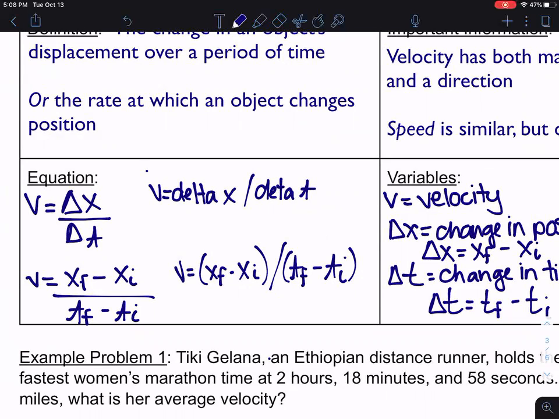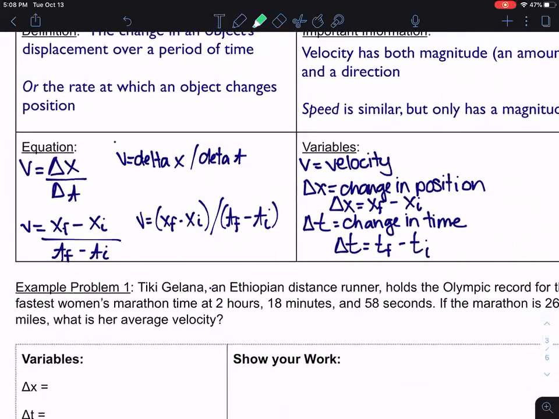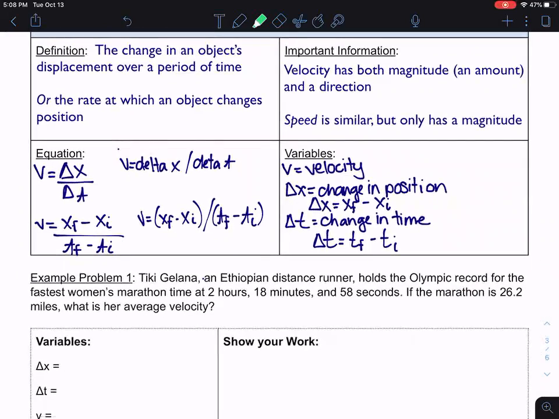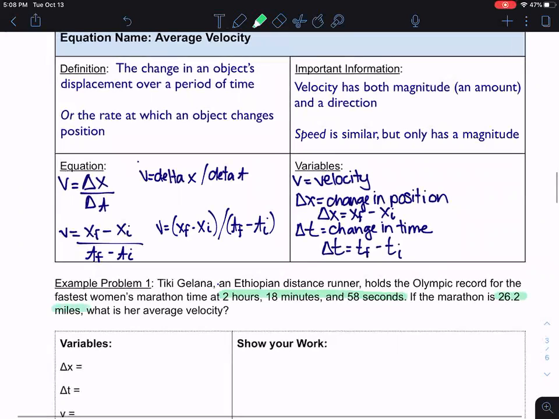Okay, so this becomes a little bit easier as we look at an example. So let's look at our first one. We have Tiki Chelana, an Ethiopian distance runner, and she holds the Olympic record for the fastest women's marathon time, and her time is 2 hours, 18 minutes, and 58 seconds. I'm going to highlight that. I know it's important. So if the marathon is 26.2 miles, what is her average velocity? So 26.2 miles, and then I'm looking at my question, which has average velocity.